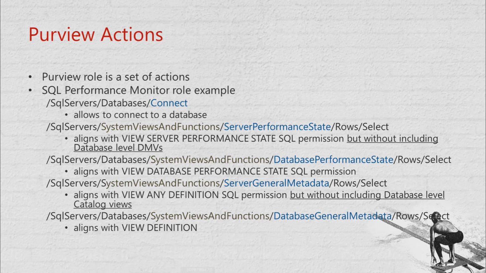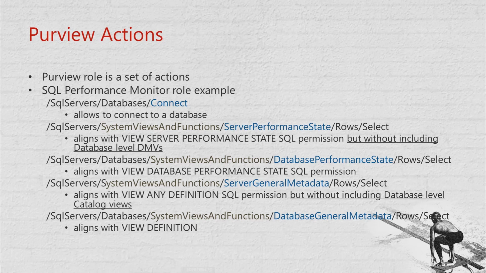That is, of course, very important, because without that action, a user would not get access to the database in the first place. The implication of this is also that when using the Purview way of defining permissions, you do not need to explicitly specify logins or database users in the database. The permissions to connect to the database come through these Purview actions. And then you see more detailed actions. For example, you could run system views and functions that are related to the performance state. And this is the set of functions and views that were previously covered with the VIEW SERVER PERFORMANCE STATE SQL permission.